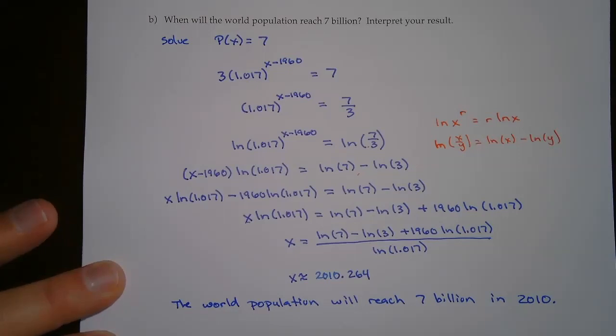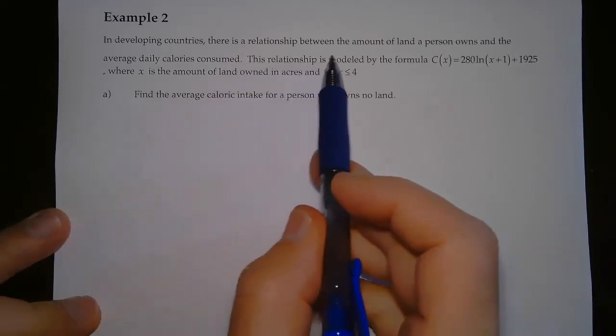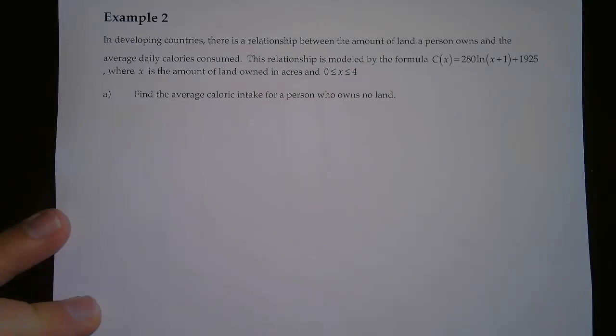Okay, so example 2. All right, so turn the page. So for example 2, in developing countries, there's a relationship between the amount of land a person owns and the average daily calories consumed. So if you own land, you're probably going to eat more, right? And that's basically what this says.